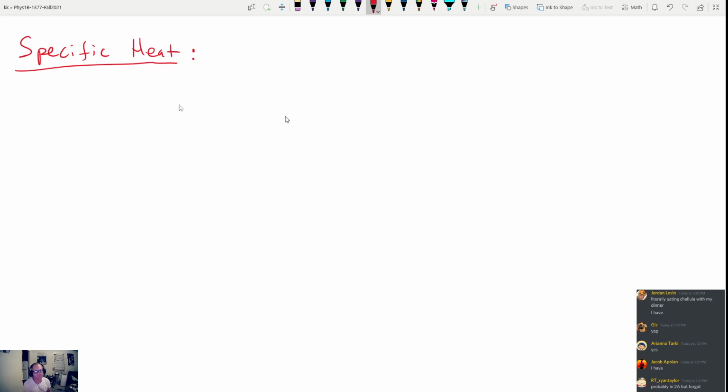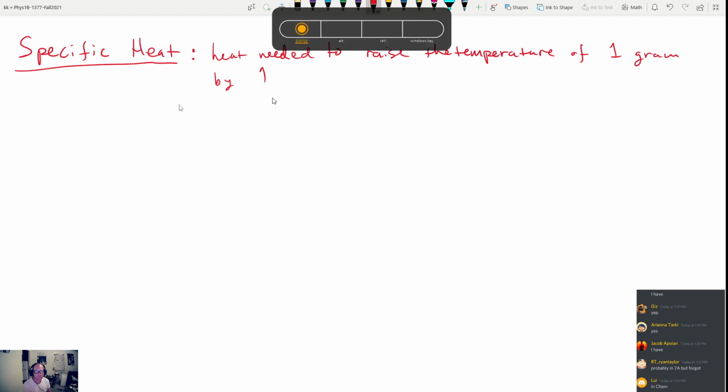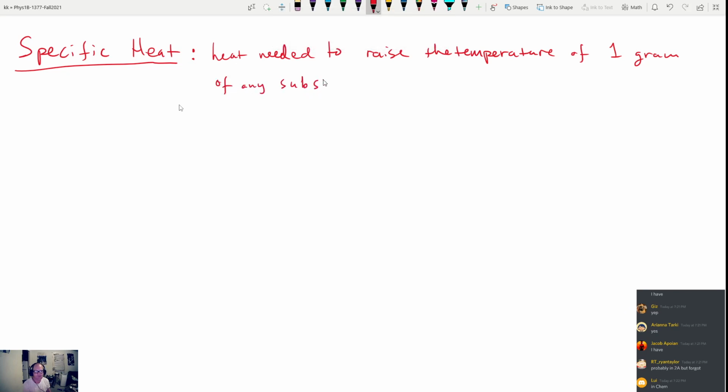So this is what specific heat is. Specific heat is the heat needed to raise the temperature of 1 gram or 1 kilogram of a substance by 1 degree. The heat needed to raise the temperature of 1 gram of any substance by 1 degree Celsius. Now you can imagine that different things heat up at different rates, right?